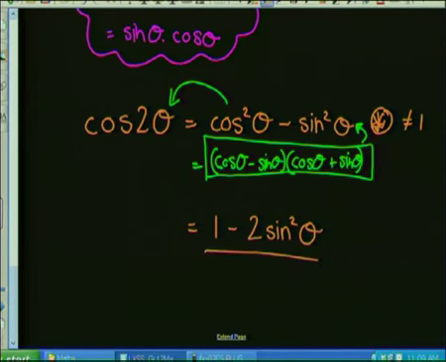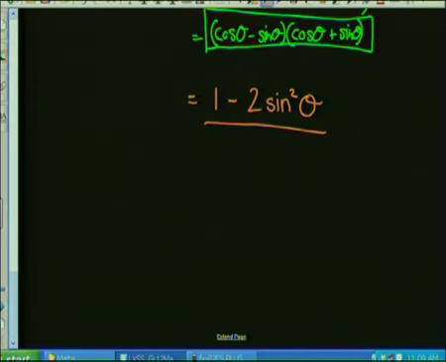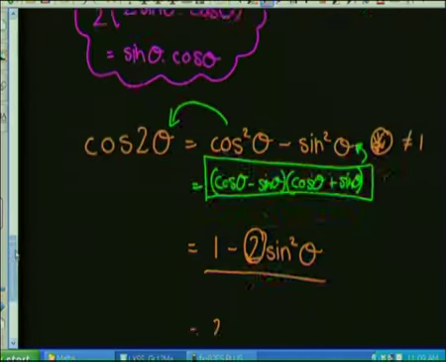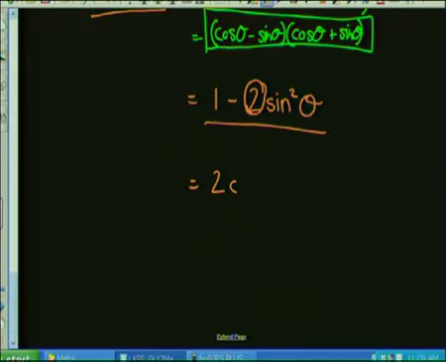This is also given on the formula sheet. Be careful, the 2 is not a perfect square, and thus this cannot be factorized using the difference of 2 squares. Our other option that is given on the formula sheet is that cos 2 theta is also equal to 2 cos squared theta minus 1. And again, our value of 2 is not a perfect square, and thus that cannot be factorized any further.